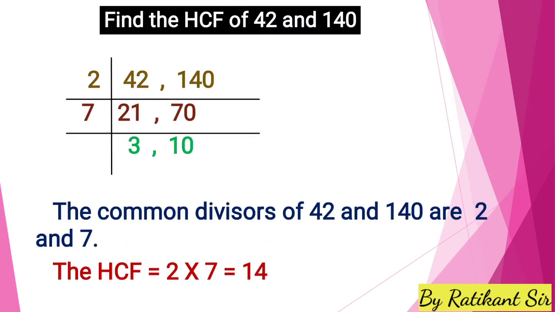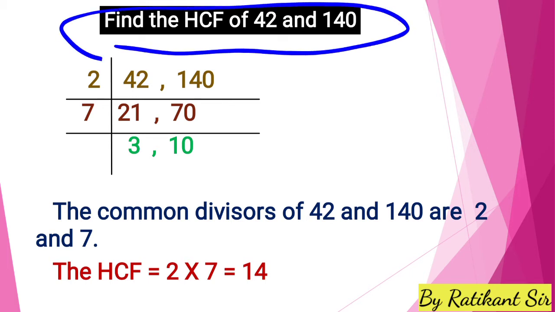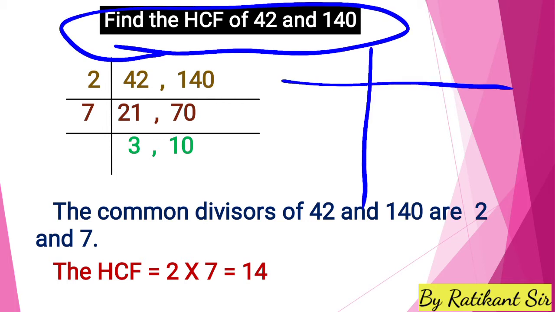Now we will take one more question. Find the HCF of 42 and 140. At first we have to write both the numbers at the right side. This is 42 and the second is 140, right? You can see here and here, those are the two numbers.